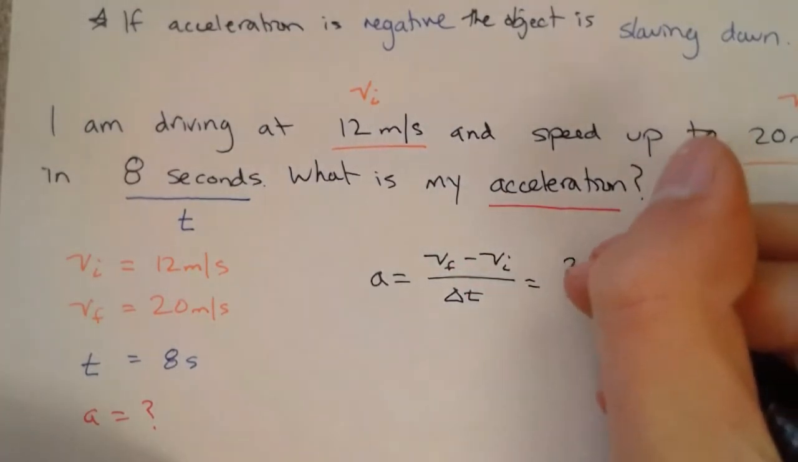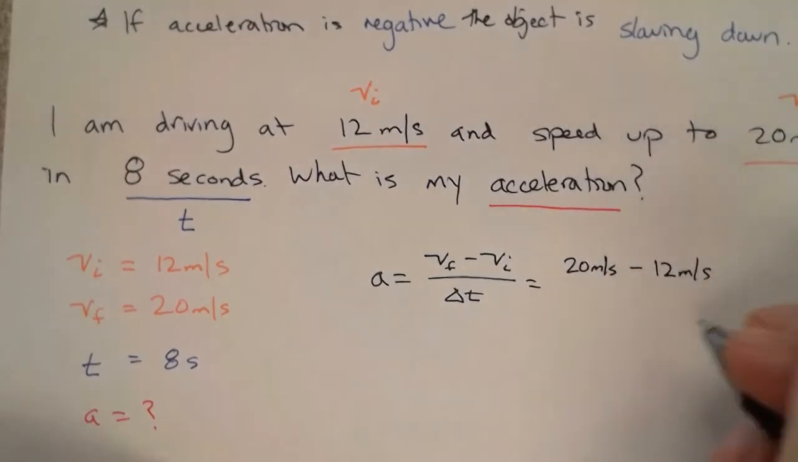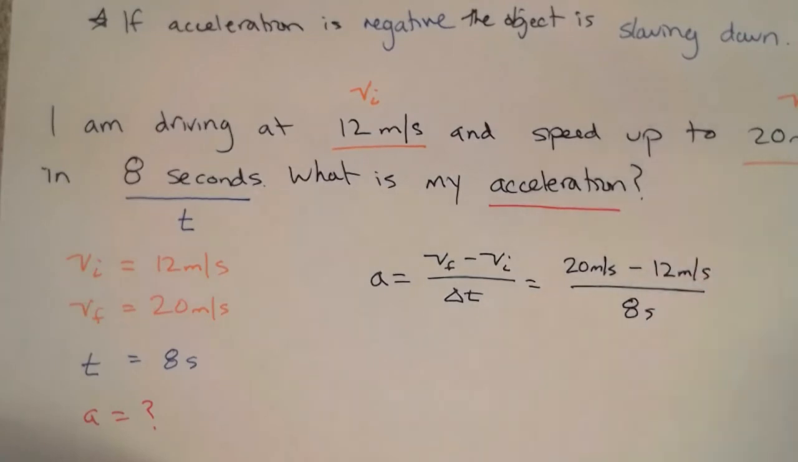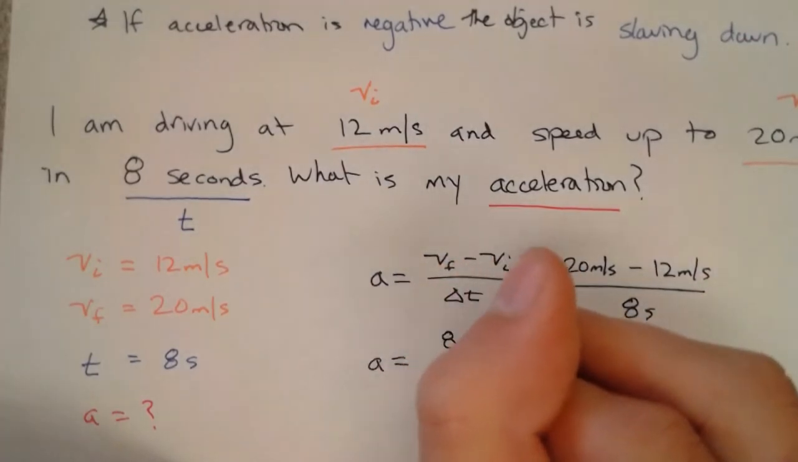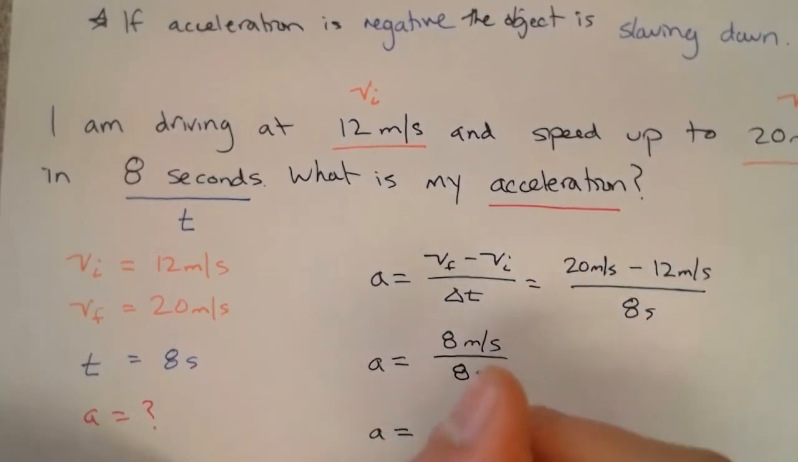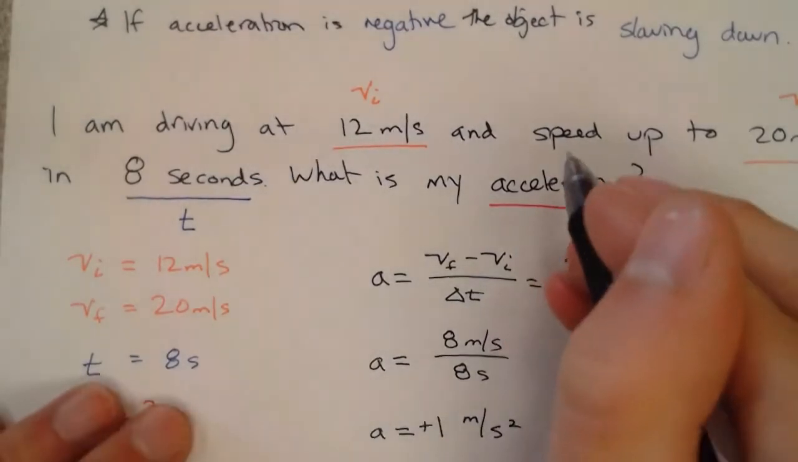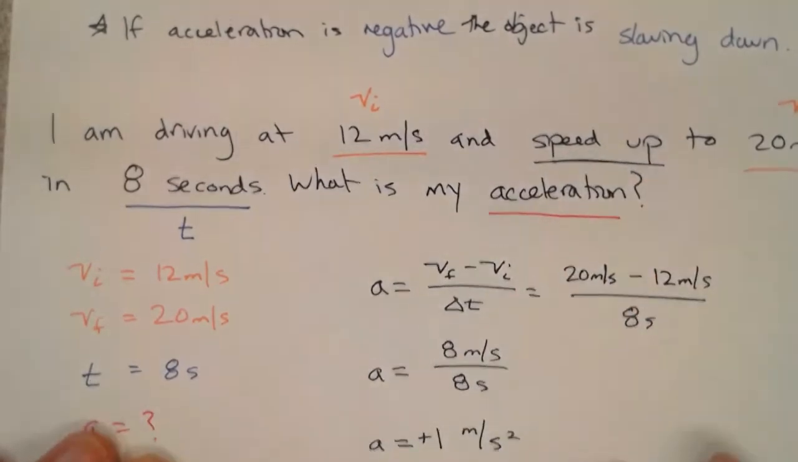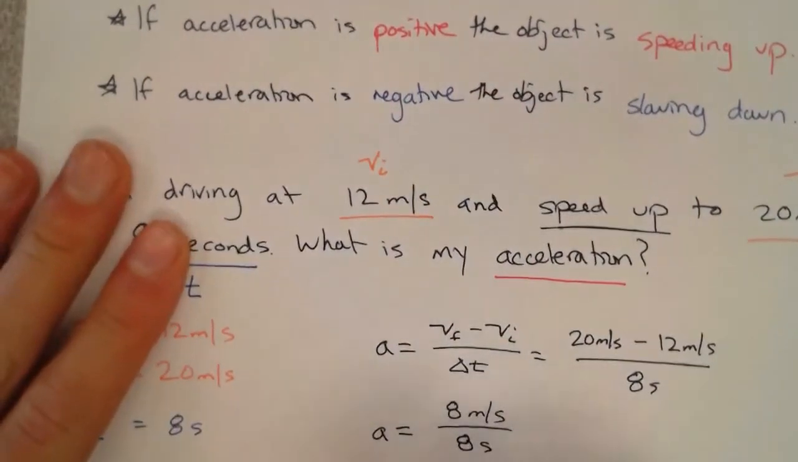And I just plug everything in. So my V final was 20 meters per second. My V initial was 12 meters per second. And my change in time was 8 seconds. And then I just solve. So now I've got acceleration is equal to 8 meters per second divided by 8 seconds. And my acceleration is equal to 1 meter per second squared. And it makes sense that it's positive because it said that I was speeding up. If my acceleration is positive, the object is speeding up. So we got that one good.